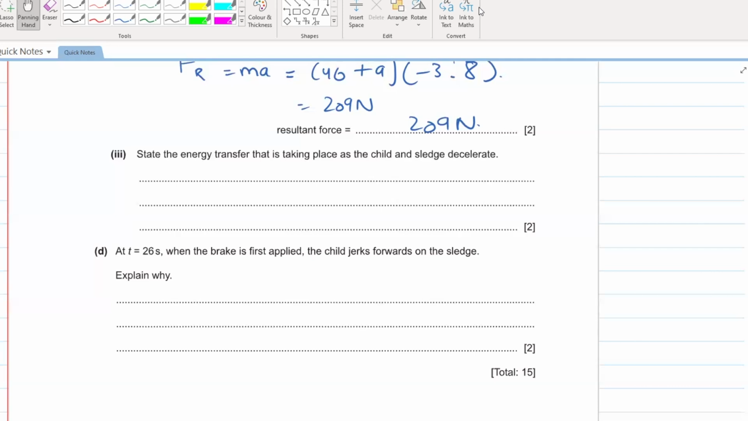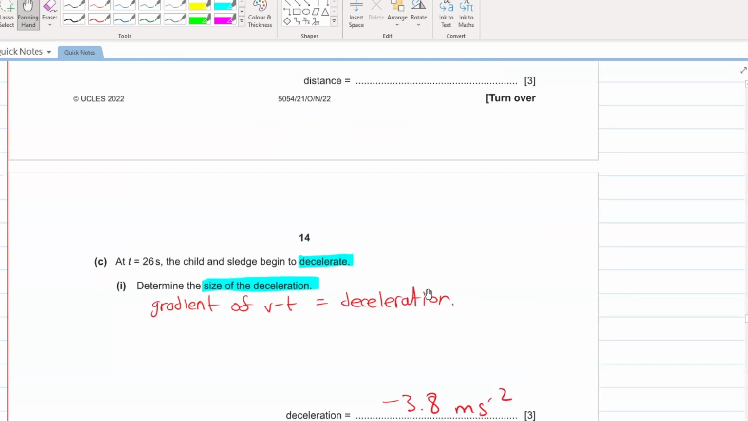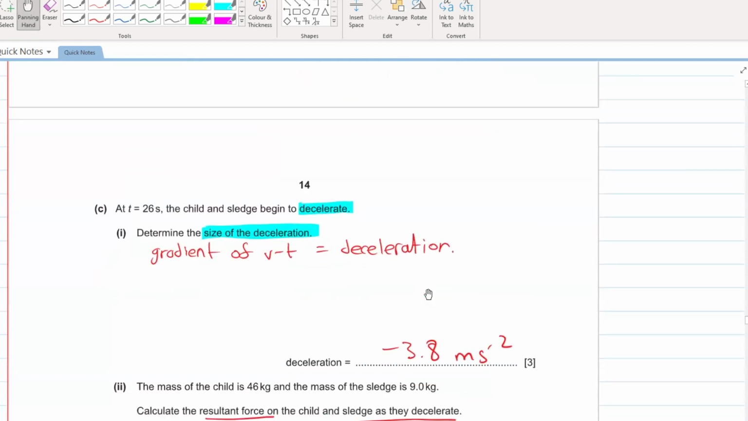State the energy transfer that is taking place as the child is decelerating. Why is the word size used and how does it tell us it wants the gradient? Let me answer this question first. Can you realize here that you have to give the deceleration?